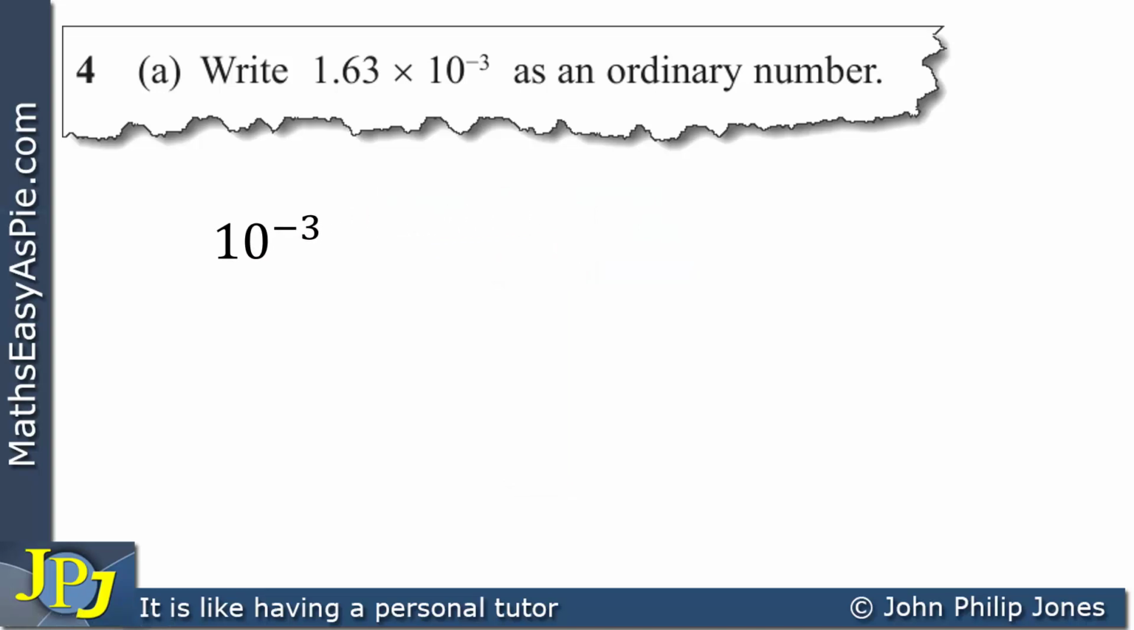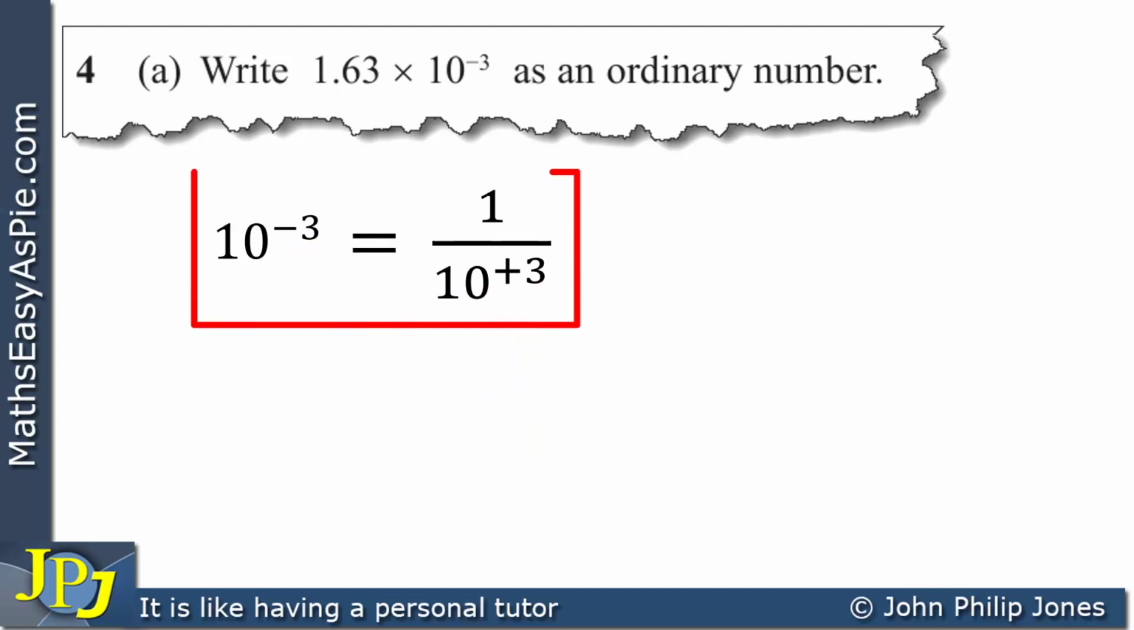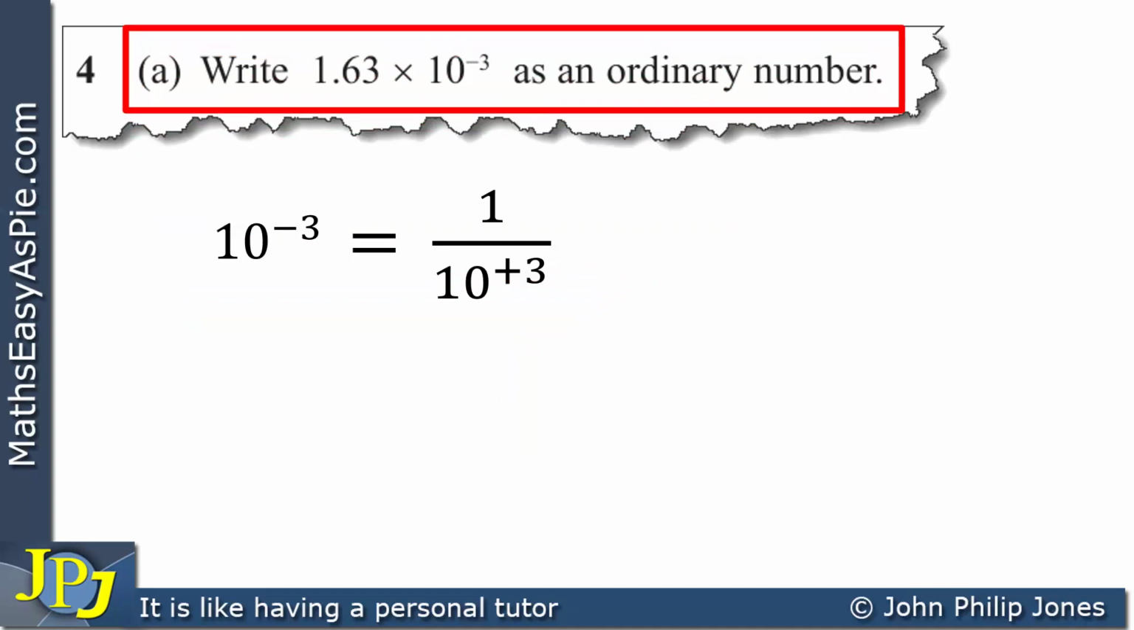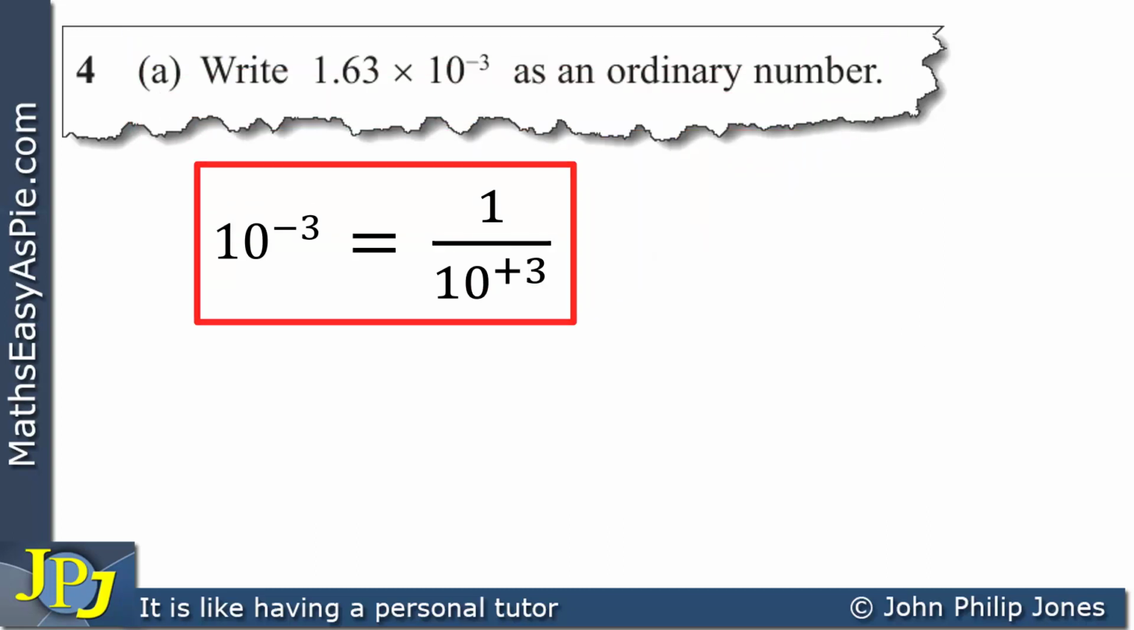And we should know from our work on indices that this can be written as shown here as 1 over 10 to the plus 3. In other words, I like to think of this as this has been brought below the line with 1 on top, and the minus that's here has been changed to a plus here. So knowledge of this is important to answer these kinds of questions. So you may need to brush up on your indices work if you don't quite understand what's going on here.